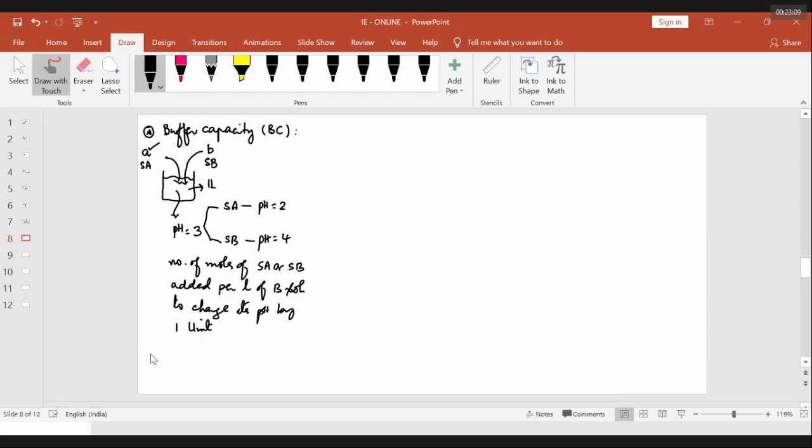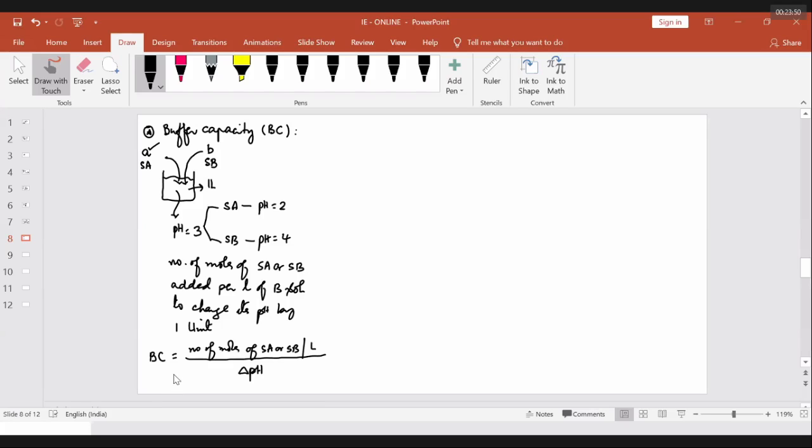The scientist's job is this: buffer capacity is equal to, let us make it mathematical, the number of moles of strong acid or strong base per liter of solution divided by the change in pH. If the change in pH is 1, these moles become the buffer capacity. Simple definition. Therefore, how many moles must be added in 1 liter so that the pH change will be 1 unit? That is called buffer capacity.